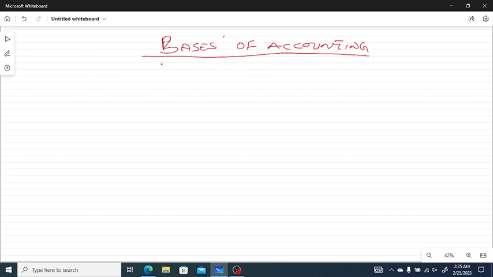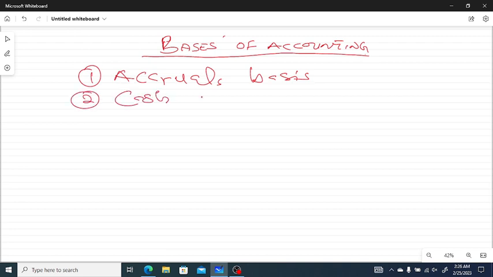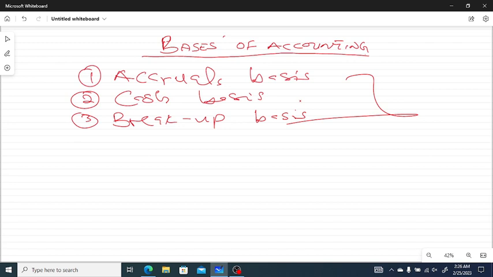And these 3 basic bases of accounting are: number 1, we have the accrual basis. Number 2, we have a cash basis. Number 3, we have a break-up basis. So these are the 3 bases of accounting we shall look at.